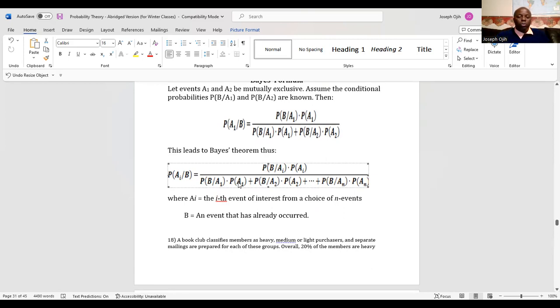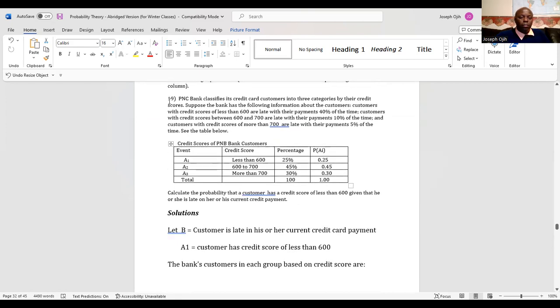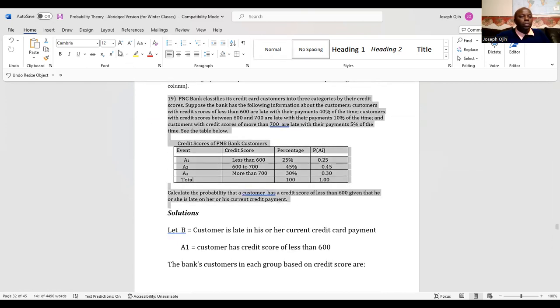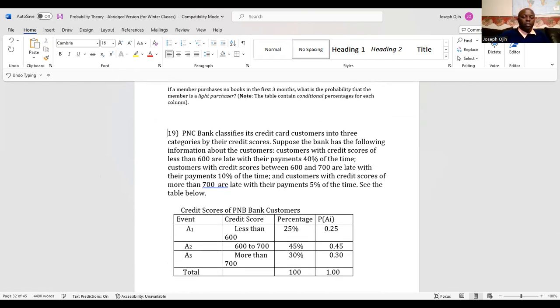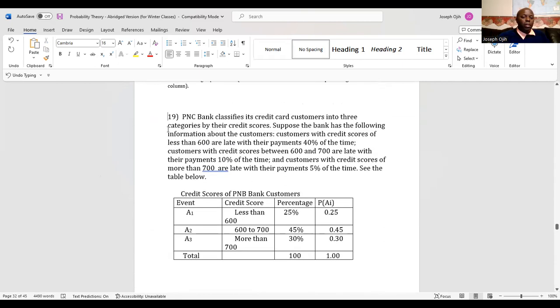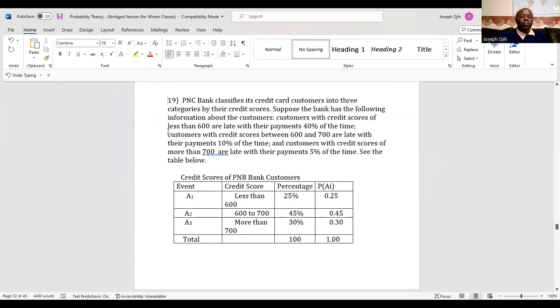Okay, so let us see how this works. I'll use this example to illustrate them. Let me give enough room for this. Okay, it says that the Pinnacle Bank, PNC Bank, classifies its credit card customers into three categories based on their credit scores.